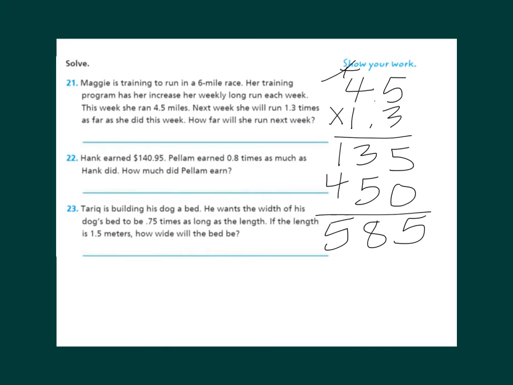5, 8, 5. How many place values do I have up here? 2. So I need to have 2 in my answer. So my answer is 5 and 85/100 miles.